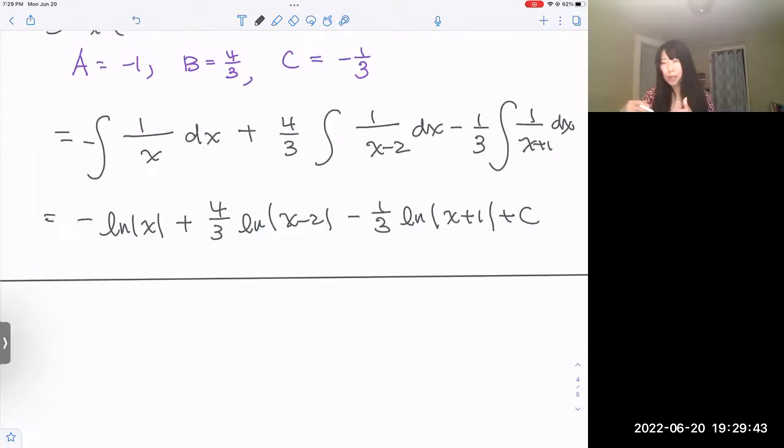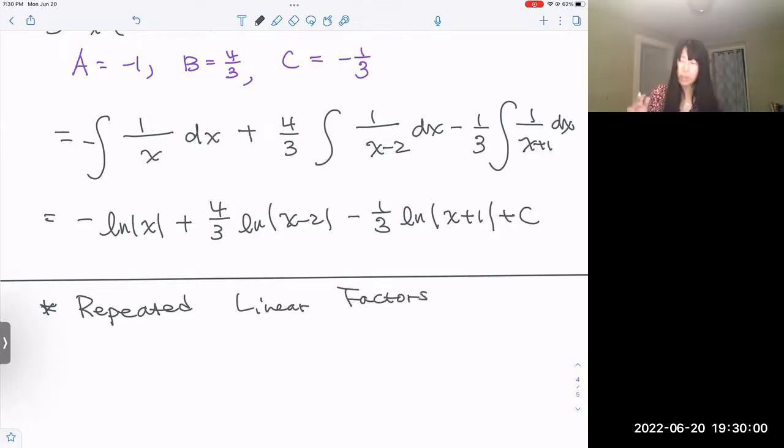So the numerator has non-repeated factors, which are x, x minus 2, x plus 1, right? But in this case, we have repeated linear factors. So let me write it down: repeated linear factors. This form looks like this.